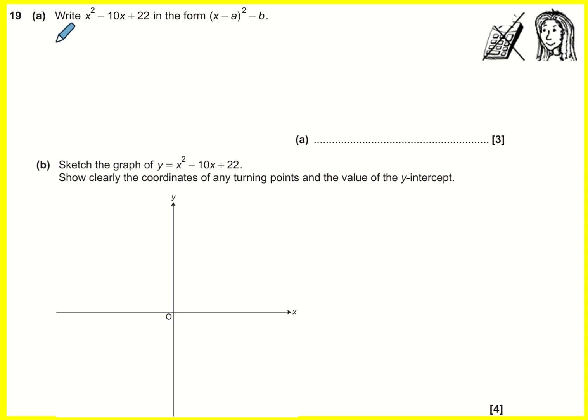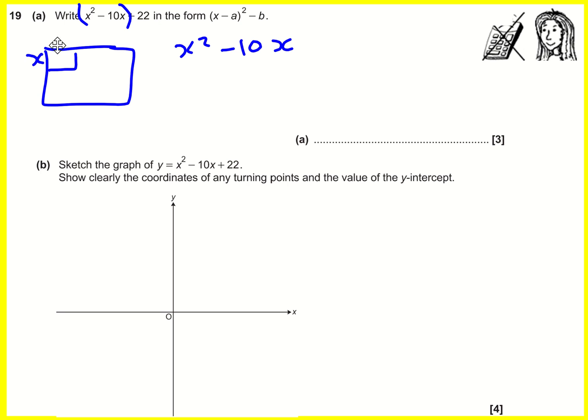19A is the completing the square question, and I like to use a diagram. I've drawn a square. I'm going to forget about the plus 22 for the time being. How am I going to get x squared minus 10x and sort of create it into a square?